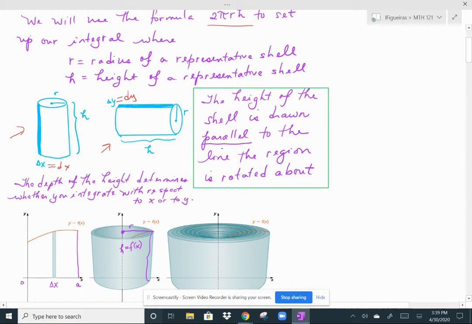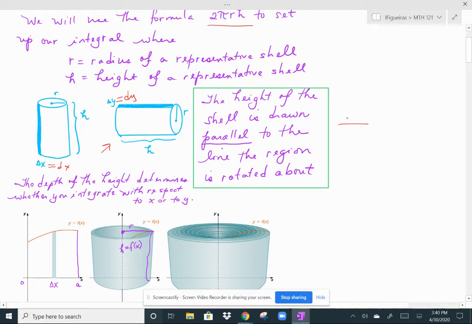Since your shell has some depth associated to it, you can think of it as very thin pieces of paper that are rolled around this solid infinitely many times, and we're computing 2 pi r h infinitely many times from the beginning to the end of the solid. When it's oriented vertically, the depth is with respect to x, so you would be integrating with respect to x. In other words, your radius and your height would have to be in terms of x. When you are oriented horizontally, the depth of your shell would be with respect to y, like in the second picture, and therefore your radius and height would be expressed in terms of y.